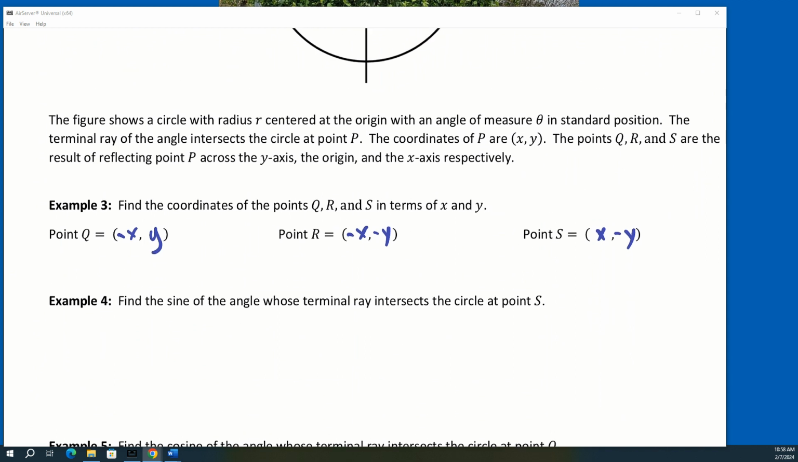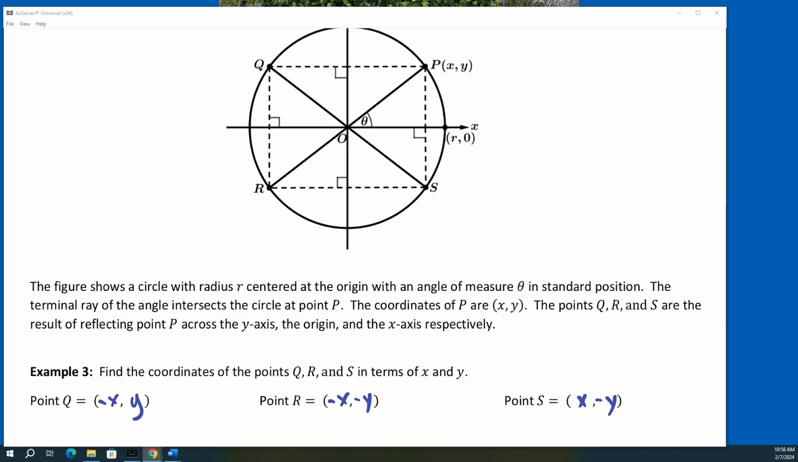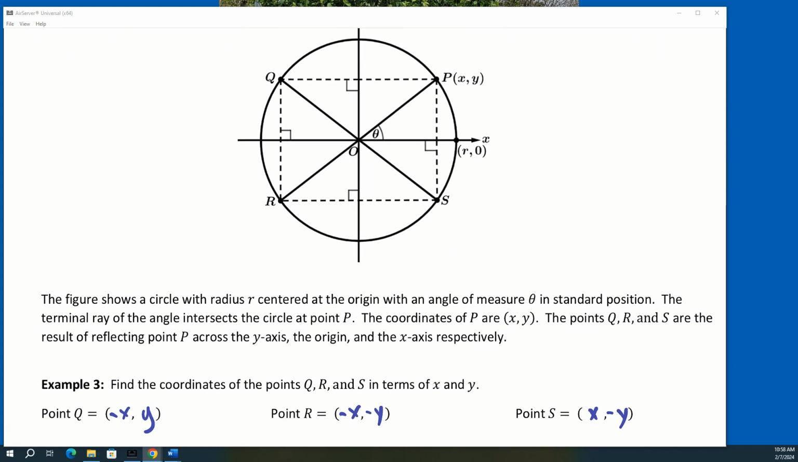So in a second, for example 4, we're going to find the sine of the angle whose terminal ray is S. So we would start at the positive x-axis and rotate all the way around. That purple angle is the angle we're about to find the sine of. And I'm going to call it alpha. Now, there's not a great place to label the alpha, especially if you don't have different colors. But alpha kind of looks like a fish. It kind of looks like an A, too.